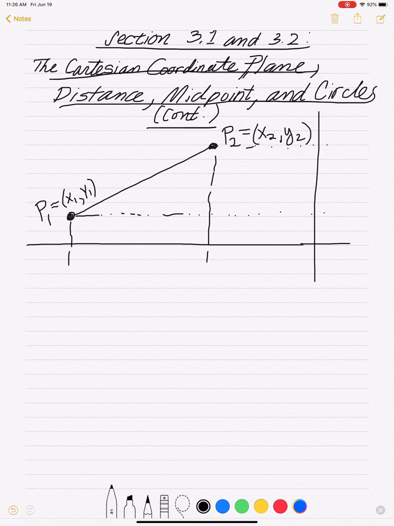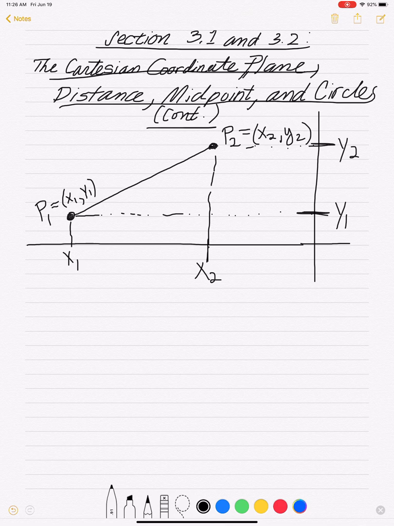Now, the question is, what is the x value for P1? Well, the x value is going to be here, x1, right? And what's the x value here for P2? It's going to be x2. And for P1, what's the y value back here? This y value is going to be y1, right? And the y value for P2 back here is going to be y2. All right.